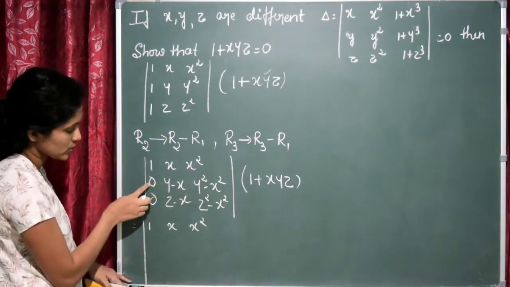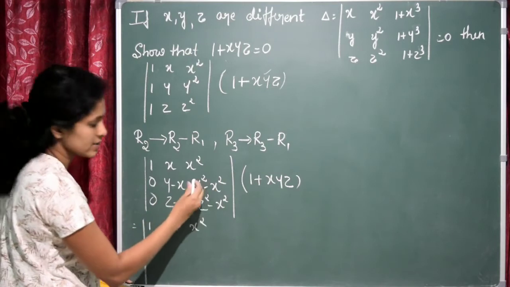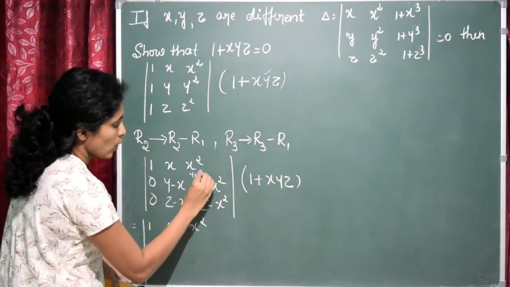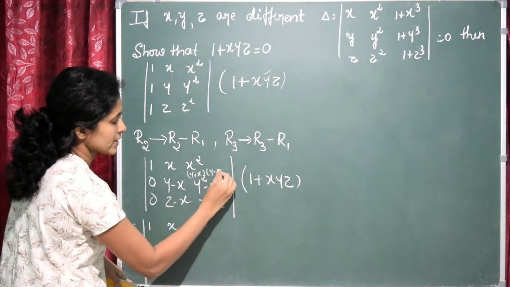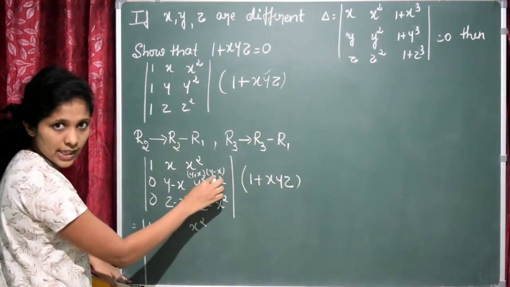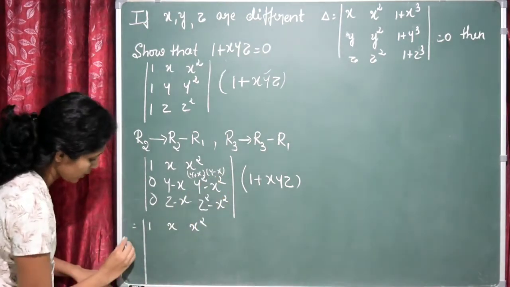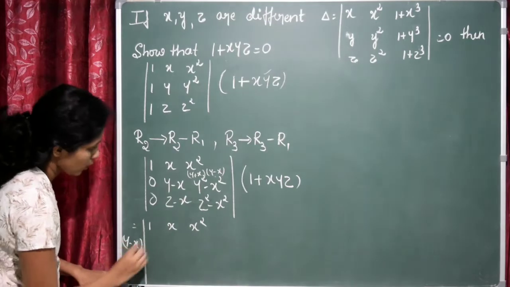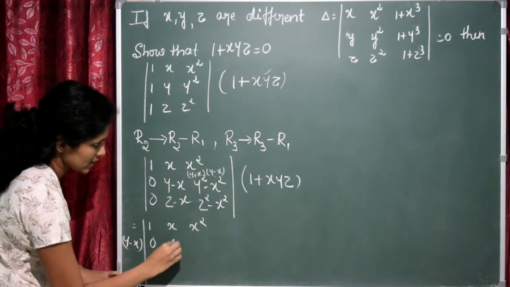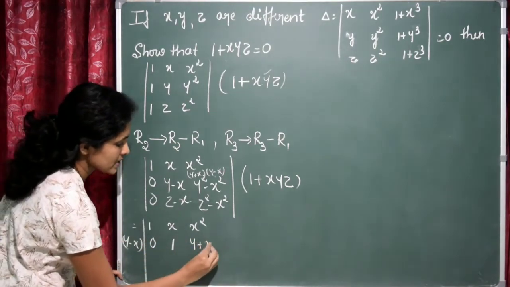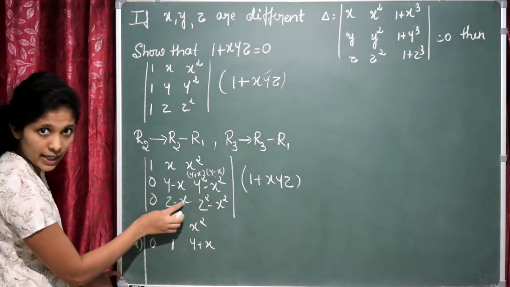Here you can see 0, y minus x, y square minus x square. So I can write this one as y plus x into y minus x, right? So that we can take y minus x common. Is it clear? If you take y minus x common, what is remaining here? 0, this is 1 and here remaining y plus x. And here z minus x is there.